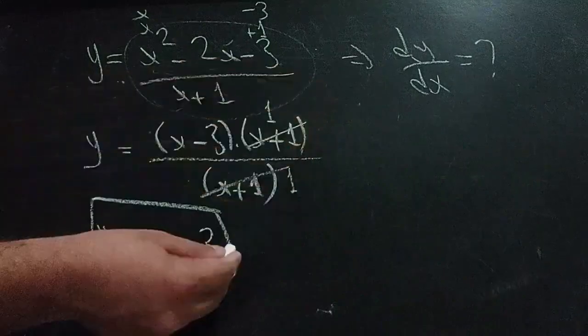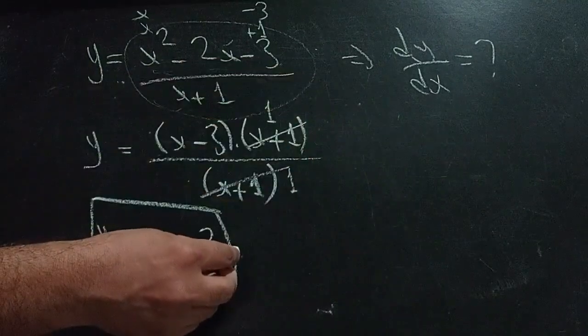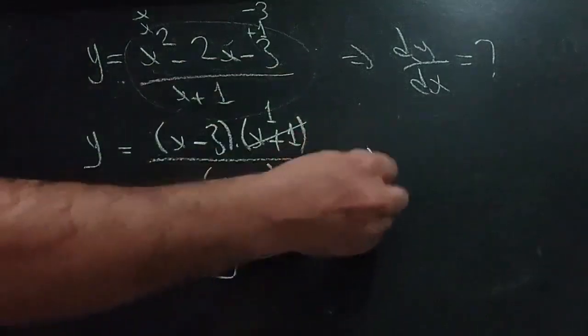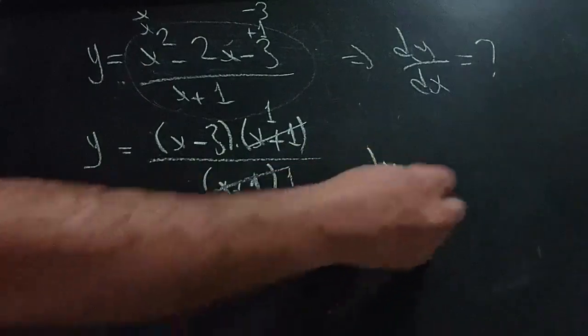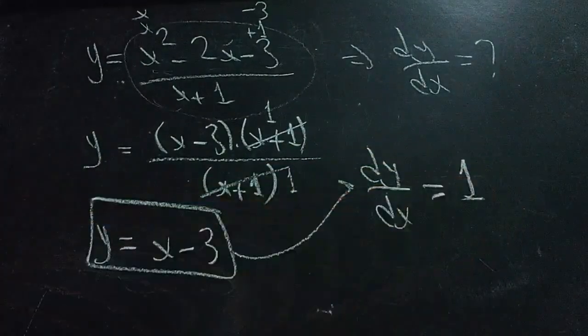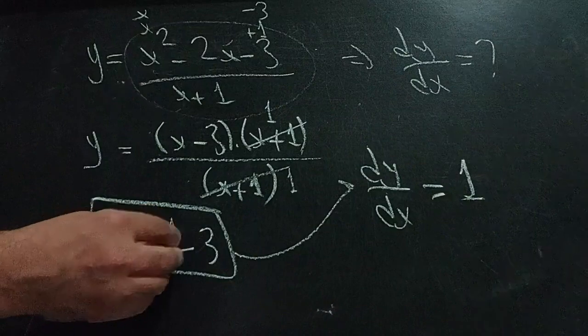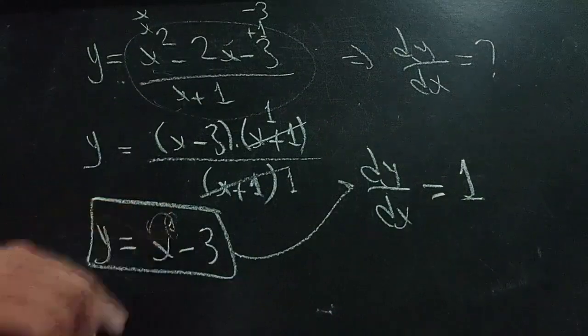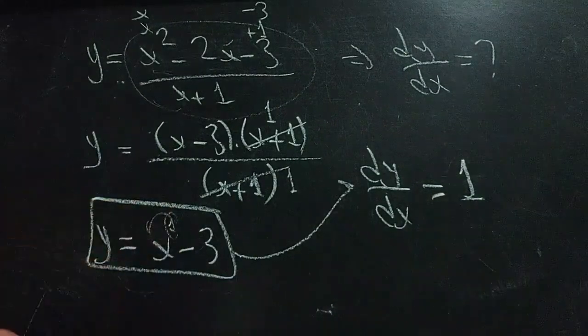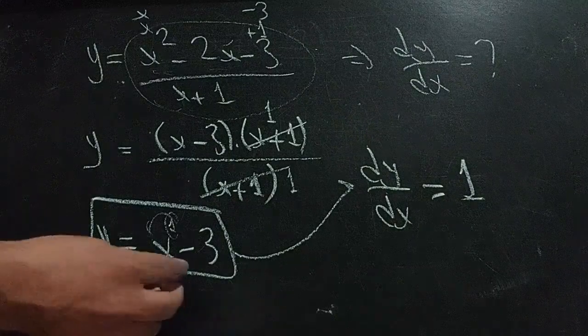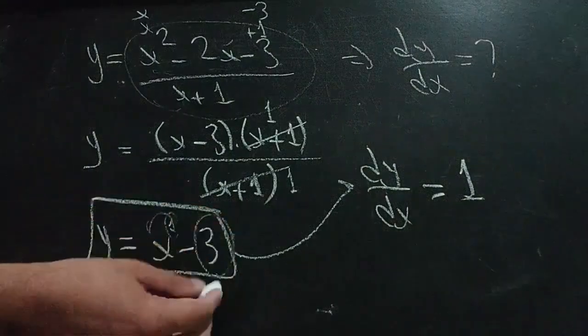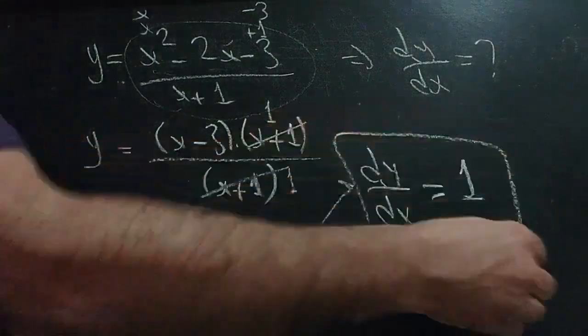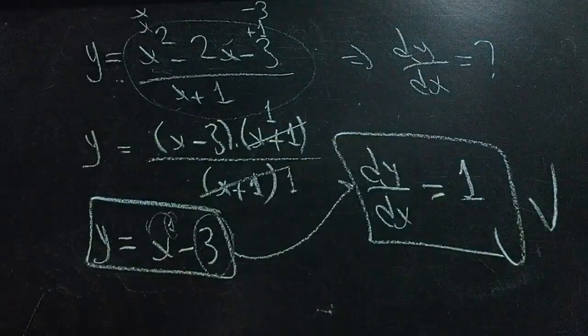So the derivative of this one will be 1. Why? Because the power 1, bring it down, decrease by 1, that will be 1 times x to the power 0, which is 1, minus constant number 0. The answer is going to be just 1.